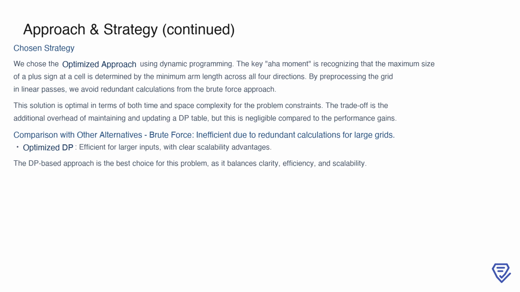The critical insight here is that the maximum size of a plus sign at any cell depends on the shortest arm length among the 4 possible directions. By pre-processing the grid in linear passes, we effectively eliminate redundant computations, making the solution both time and space efficient. While maintaining the DP table introduces some overhead, this trade-off is minimal compared to the substantial performance gains achieved.